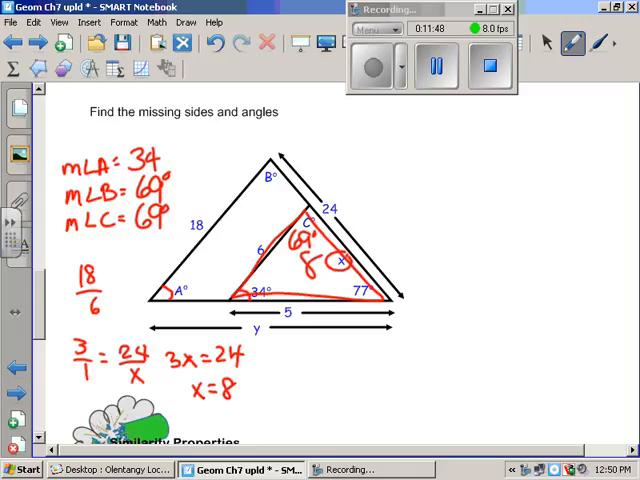And this time the bigger triangle side is missing, but I'm going to use the same ratio, right? Don't all the sides have to be the same? So I'm going to use 3 to 1 again. Only this time, where's the y and the 5 going to go? Y over 5 or 5 over y? Y over 5, right. Okay, 1 times y is y, 3 times 5 is 15. Okay?